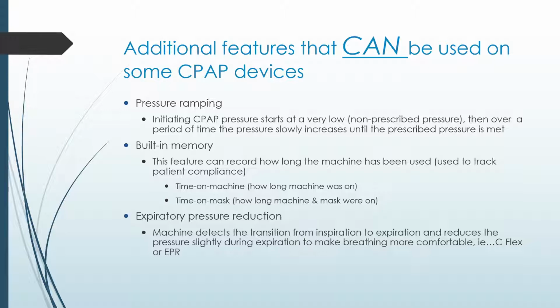Then there's expiratory pressure reduction. This is called C-flex or EPR. And what this is, when the patient goes to switch from inspiration to expiration, sometimes they feel like they have to really push out to exhale. And so if we use this C-flex or EPR on a machine, what it does is it drops that pressure just a little bit for them so they don't feel like they're blowing out against it. So it's just a comfort mechanism or option. Let's go to our next slide.